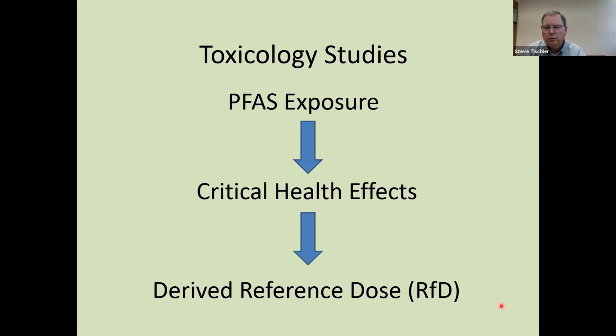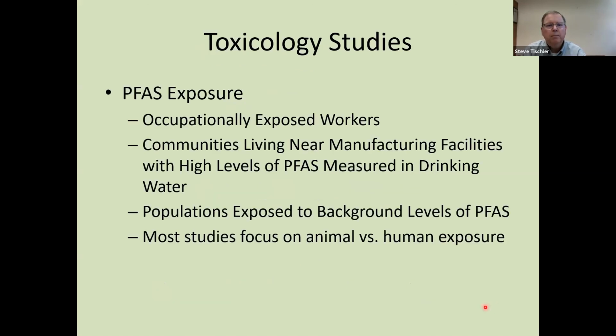So I started doing a little bit of research into this. What do the toxicology studies look at? First of all, PFAS exposure. As I mentioned earlier, as far back as the 1970s, they identified that occupationally exposed workers were accumulating PFAS in their bodies, so they started looking at these folks for exposure risks. Also, communities where people were living near manufacturing facilities with high levels of PFAS measured in the drinking water.